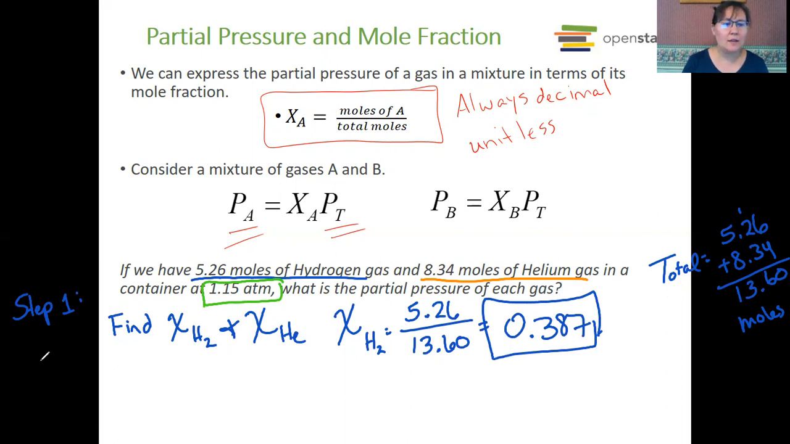All right, now let's look for our mole fraction of helium. And so that one is 8.34 moles of helium divided by my total, 13.6. And we get 21.94.